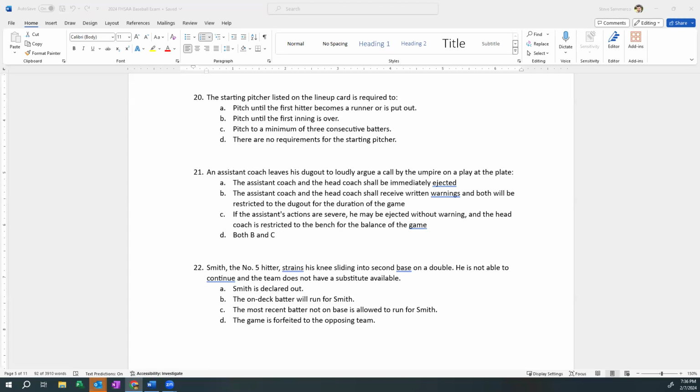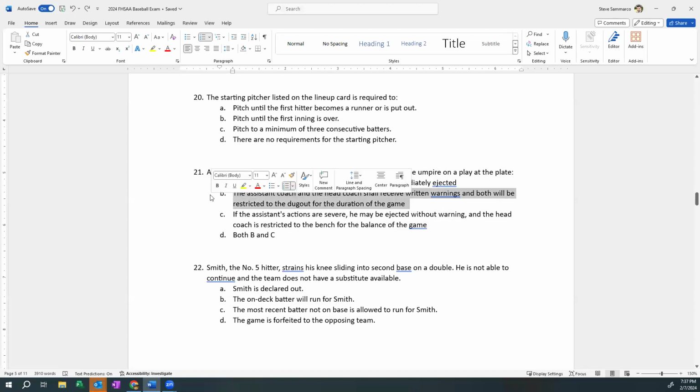I'm thinking B. I had this question. The assistant coach and the head coach shall receive a written warning, and both will be restricted to the dugout. We can't restrict the coach to the dugout, right? You can. Can we? Somebody said that, so we can.